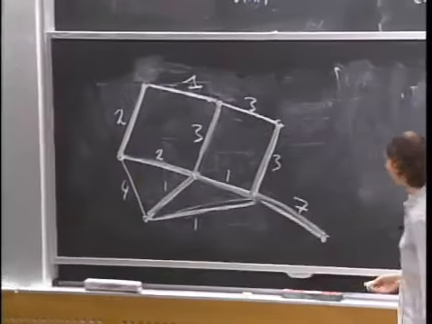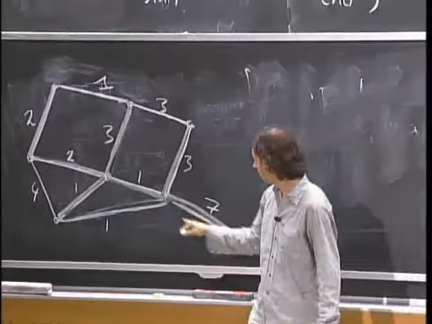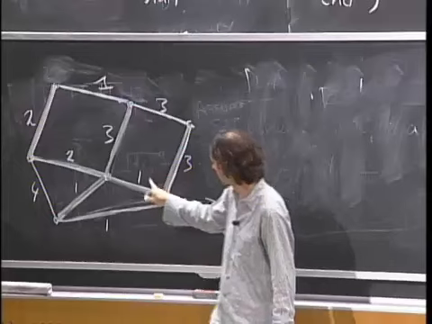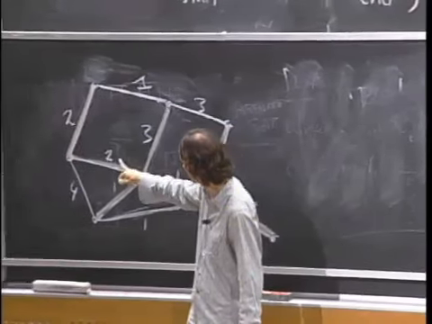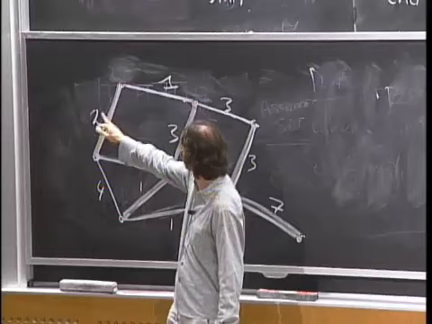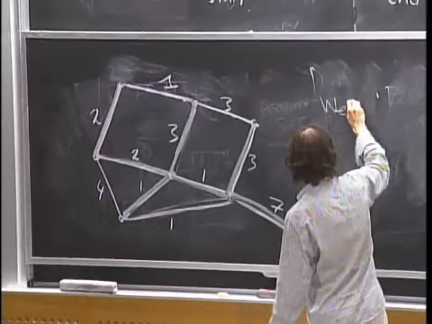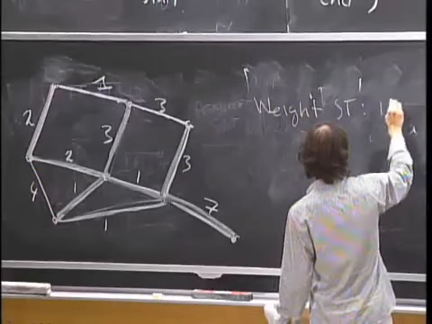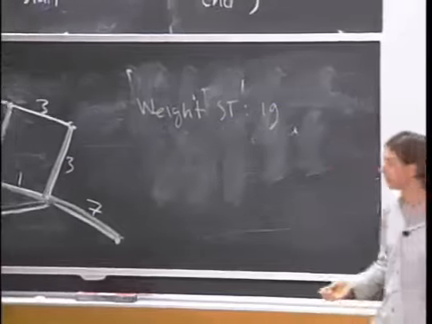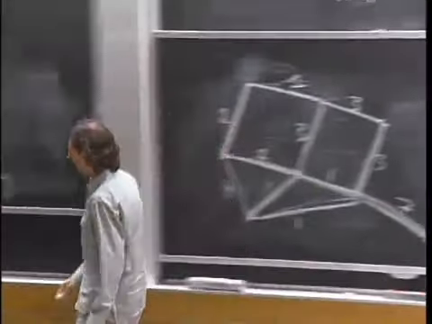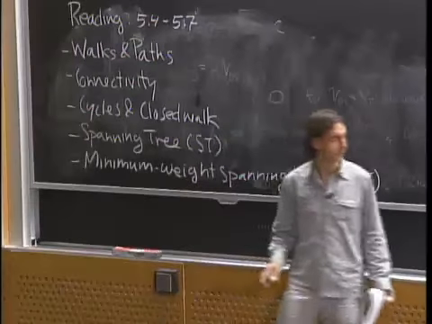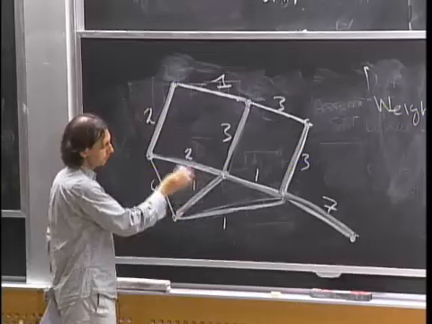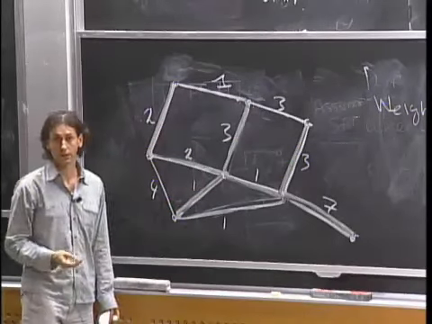So what is the weight of this spanning tree that we have here? Well, we simply add the weights of all the edges. So we have 7, 3, that makes 10, 11, 14, another 2, 16, 17, 18, 19. So the weight of this particular spanning tree is 19. So now the problem is, and that's the rest of the lecture, how can we construct a minimum weight spanning tree? One that has the minimum weight possible.